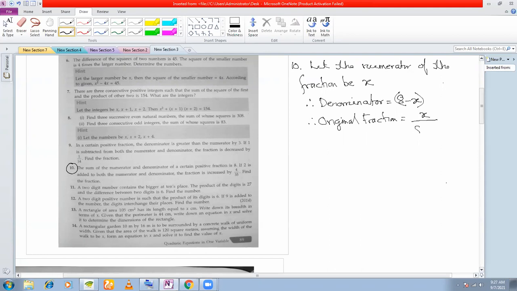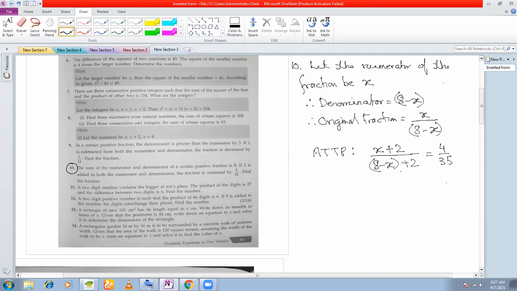x by 8 minus x. This is the original fraction. Now look at the next condition. If 2 is added to both the numerator and denominator, the fraction becomes 4 by 35. So according to this problem, in the original fraction, I add a 2 in the numerator and I also add a 2 in the denominator. That is what it says. If 2 is added to both the numerator and denominator, what does the fraction become? 4 by 35.